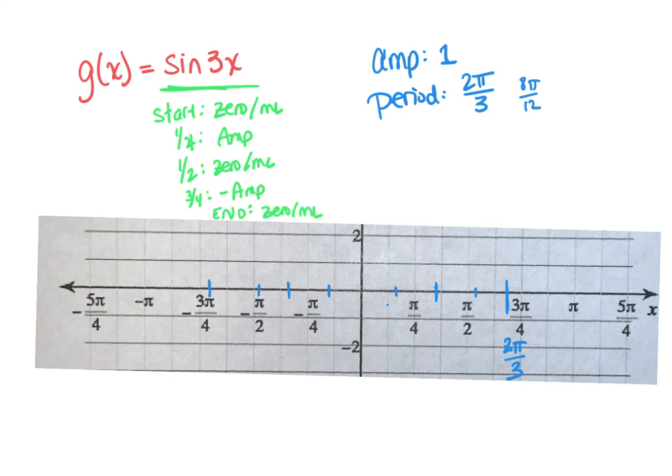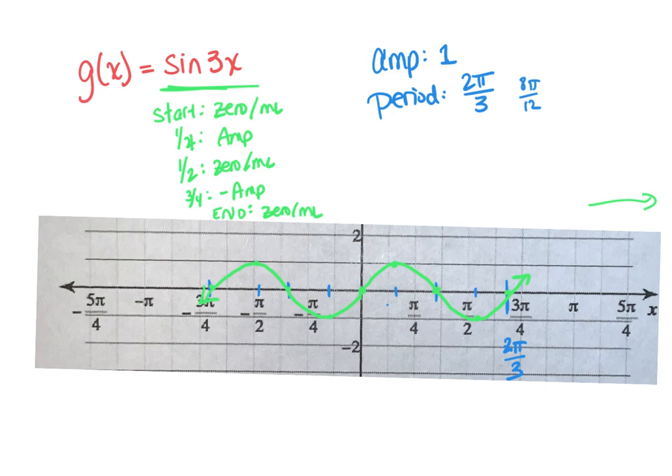We start at 0 because I'm not changing anything here. My amplitude is 1, so at my 1/4, I'm at 1. At my halfway, I'm at 0. At my 3/4, -1, I finish back at 0. And so that's what I'm going to do here. All right, and so this graph's going to look like this. Much shorter than if I went all the way to 2 pi with it.